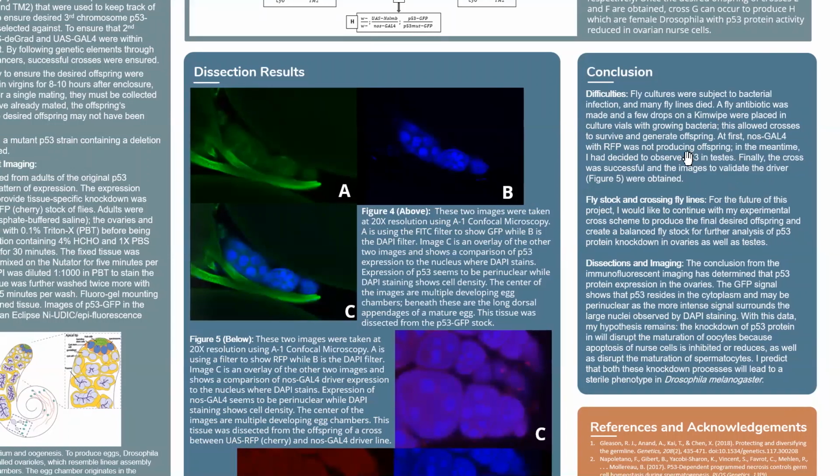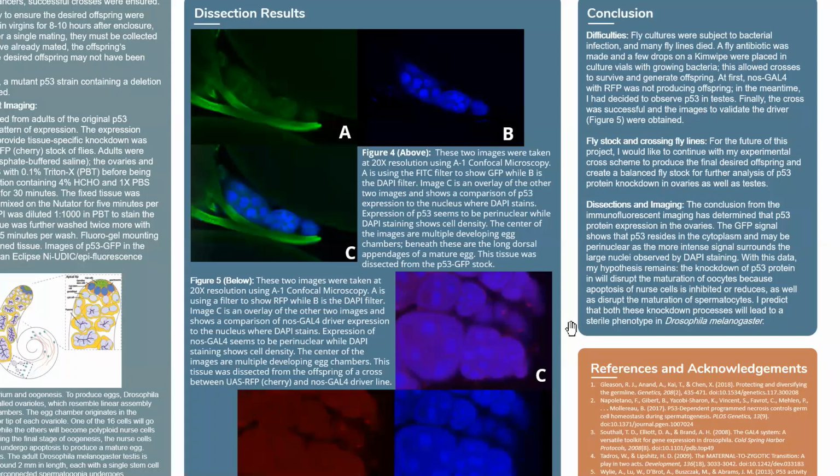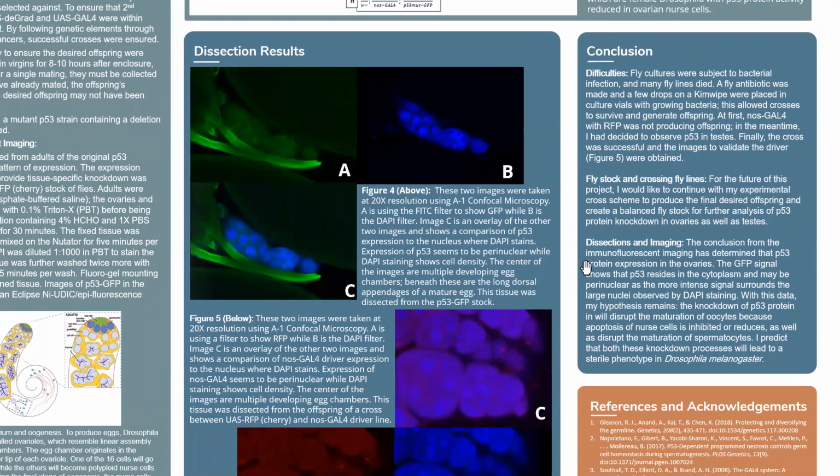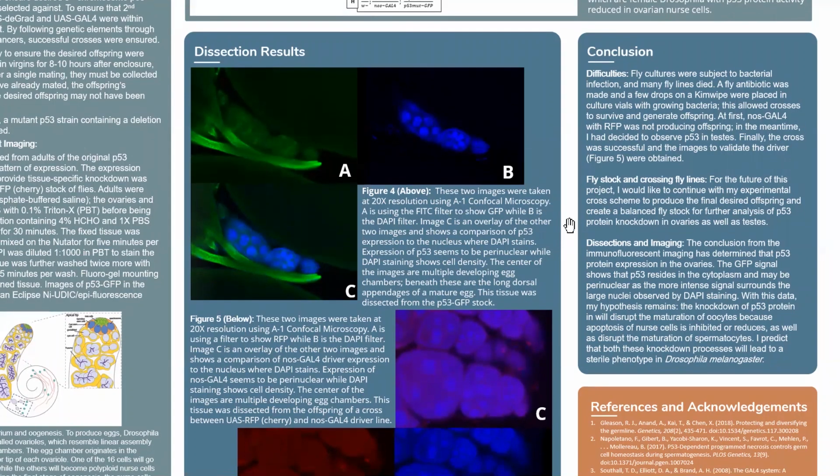And I mentioned earlier that the NOS-Gal4 with the RFP was not producing offspring. So in the meantime, I was trying to observe testes, and that cross was successful, which is why we have these images here. And with the fly stock and crossing the fly lines for the future, I would like to continue with the experimental cross scheme I showed before and to get the final desired offspring to create a balanced stock of the P53 that is knocked down in the ovaries as well as testes. And I can do some further analysis on the new phenotype, the loss of function of P53.